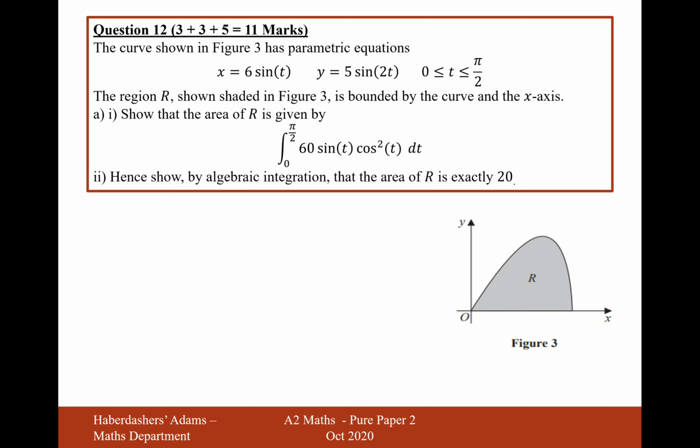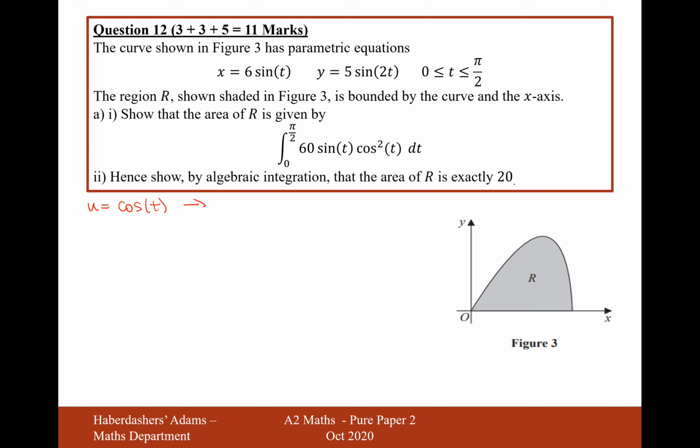Let's now move on to part B. Hence, show by algebraic integration that the area is exactly 20. Now, how are we going to be doing the integration by substitution here? We're going to be doing it by substitution of u equals cos t.